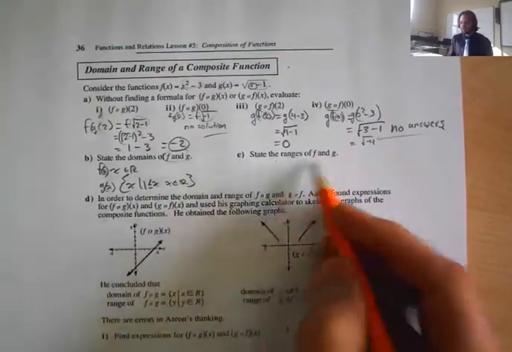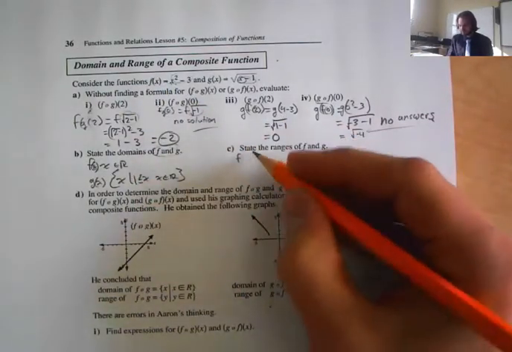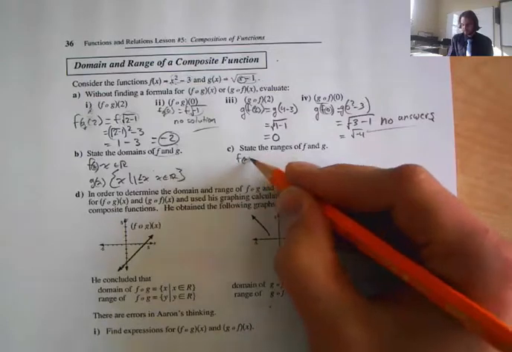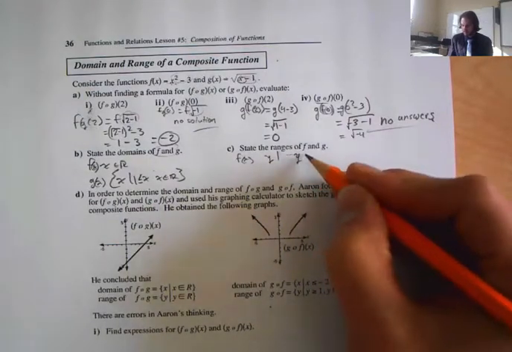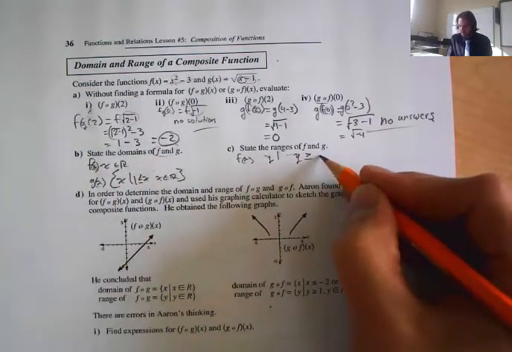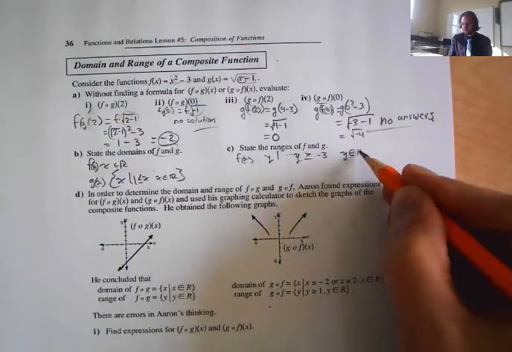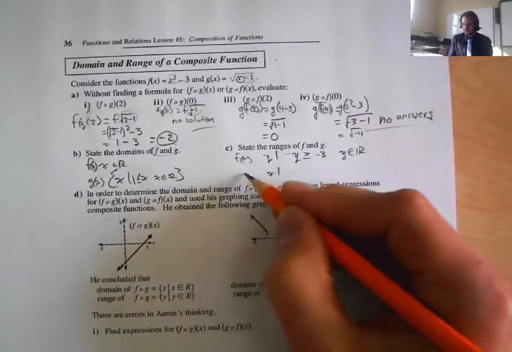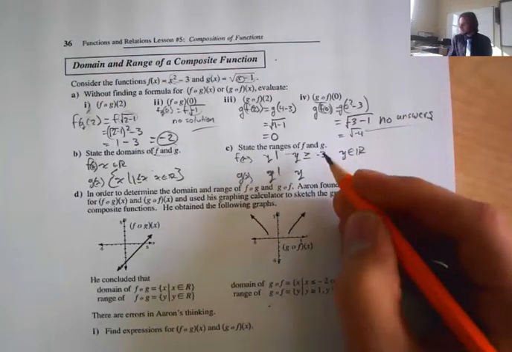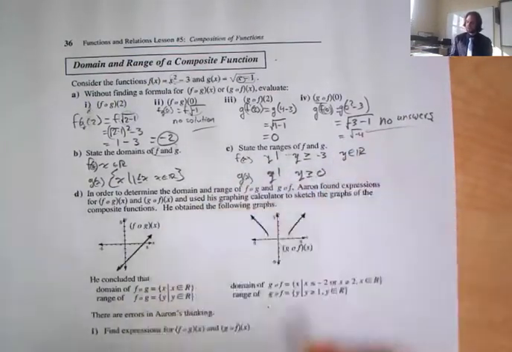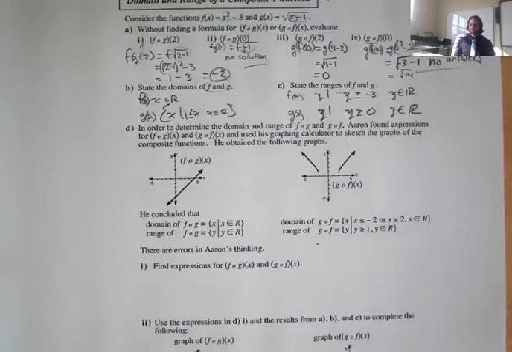Alright, now we want to look at the ranges. Okay? So here, we're looking at y. So for y, we have y such that y must be greater than or equal to, in this case, negative 3, and y is an element of all real numbers. And here we're going to look at g of x, y such that y must be, in this case, greater than or equal to 0, and y is an element of all real numbers. Alright? So that's just by looking at it.